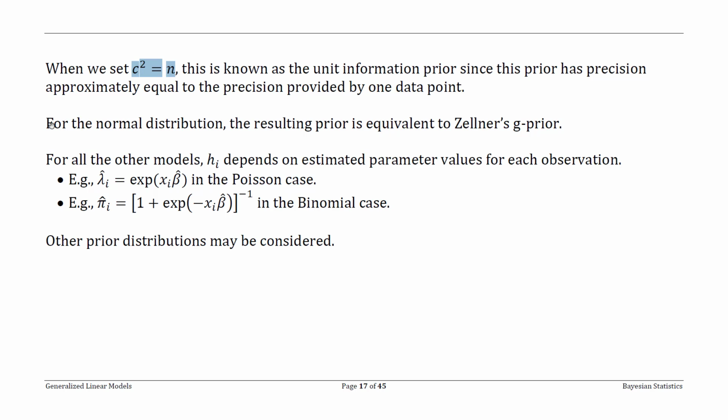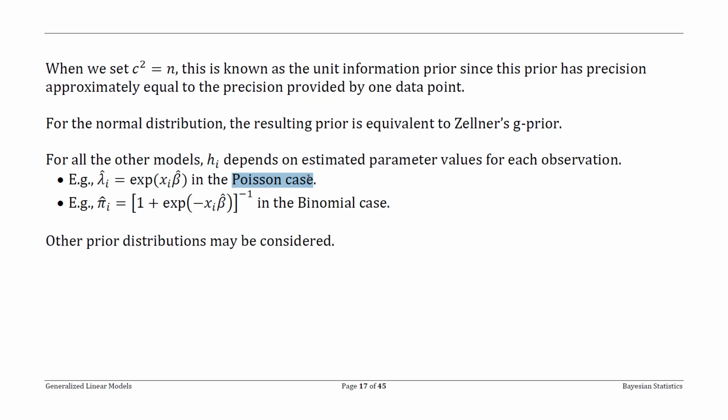For the normal distribution, the prior distribution that we've been talking about is actually equivalent to Zellner's g prior, which is nice because the parameterization for the prior distribution we're using now is consistent with the prior distribution we were using in the previous chapter when we discussed normal error regression models. For all of our other models, these h_i, these diagonal elements of our H matrix, are going to depend on estimated parameter values for each observation. So I just wanted to briefly remind you how you would do that in these various cases.